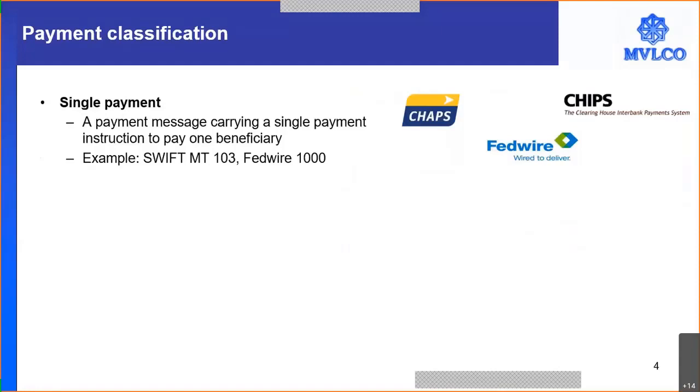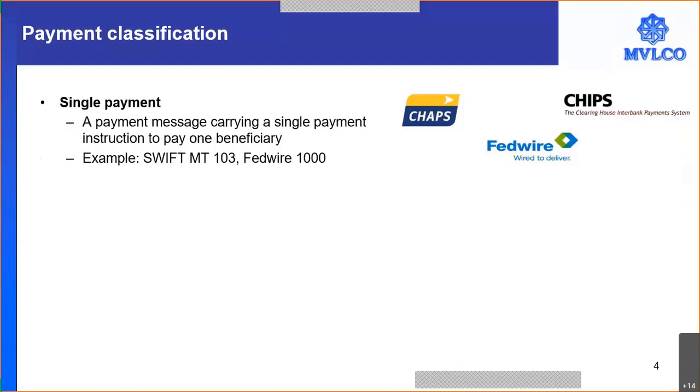I want to make a payment to Alok in this class. So that would be a single payment being made from me to Alok. I send a single instruction to my bank. My bank executes that single instruction, and that single instruction will be ultimately carried to the beneficiary, who is Alok in our example. In that situation, there will be a payment message created carrying a single payment instruction to pay one single beneficiary, in my example, Alok.